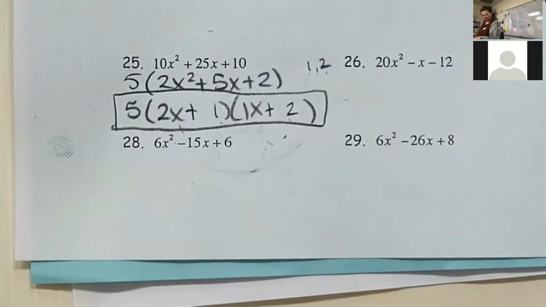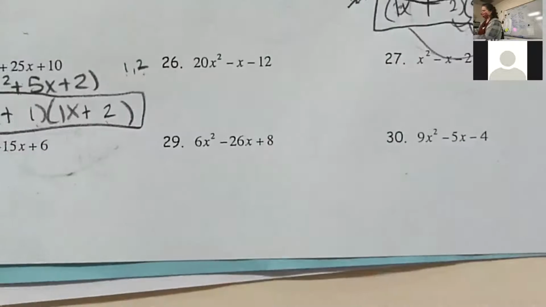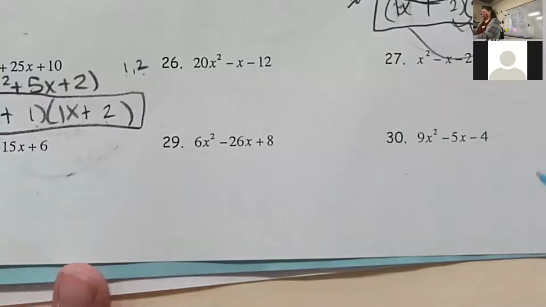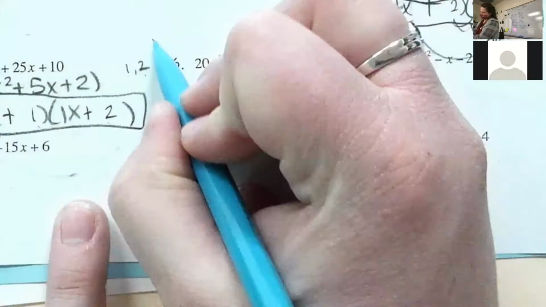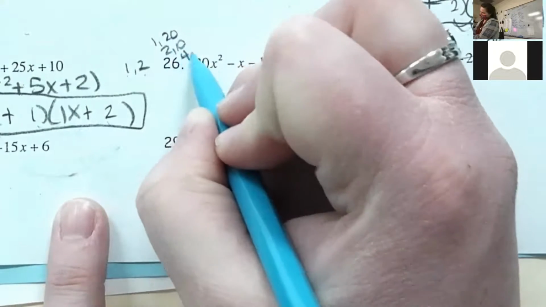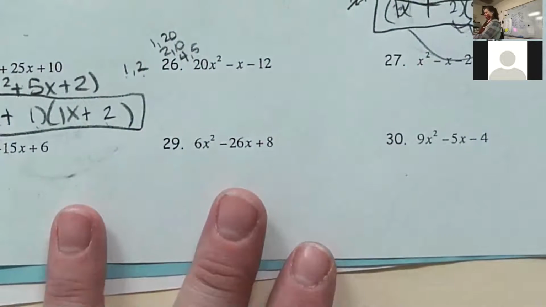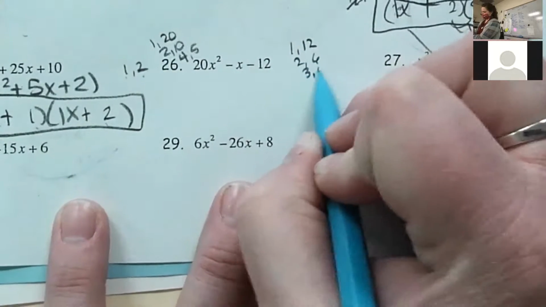Did you try to sign it? 26. Oh, no. 26. Can I take anything out? No. Factors of 20: 1 and 20, 2 and 10, 4 and 5. Okay, factors of 12: 1 and 12, 2 and 6, 3 and 4.